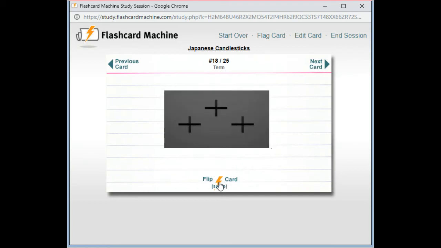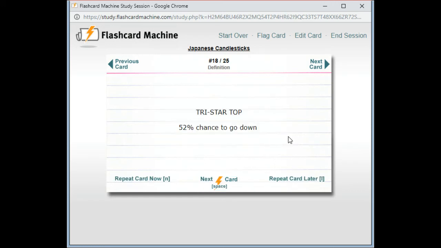Okay, this one, guys. Tri-star top, 52% chance. It's usually a doji, doji, doji. You'd think it would be a reversal pattern, but backtesting only shows 52% chance to go down.